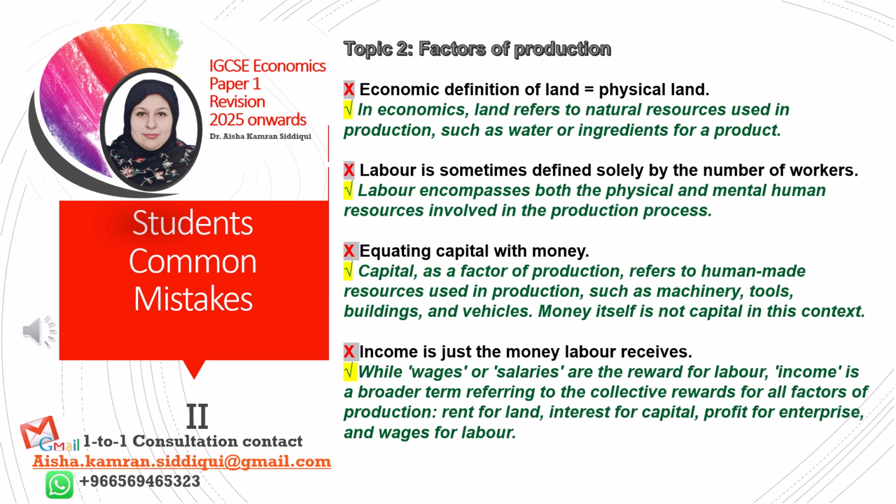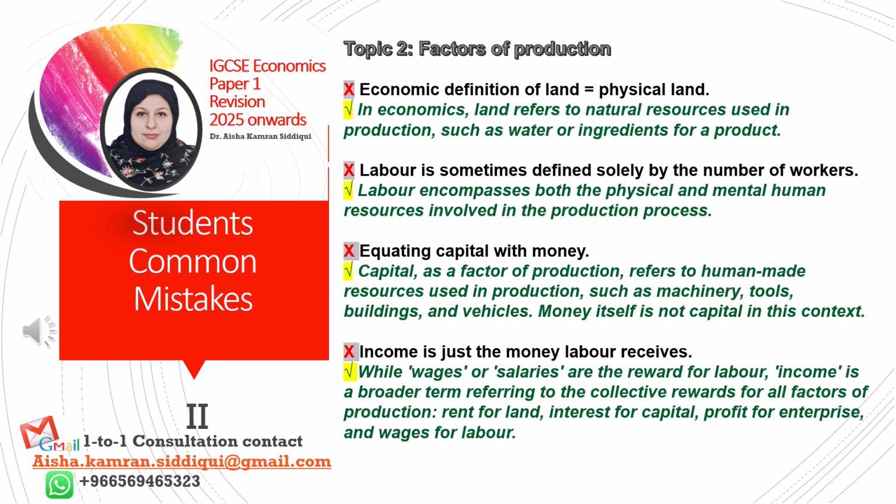Moving on to topic number 2, factors of production. Here, students make a mistake by defining land as physical land, whereas in economics, land refers to all the natural resources used in production, such as water, ingredients for products, or the raw materials that we get from our farms. They are all part of land.